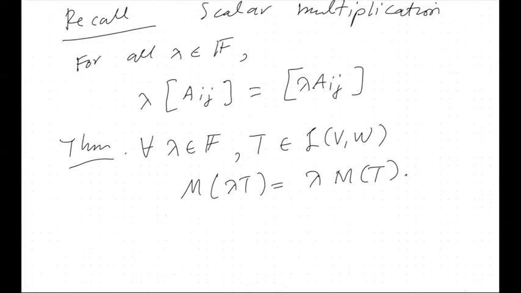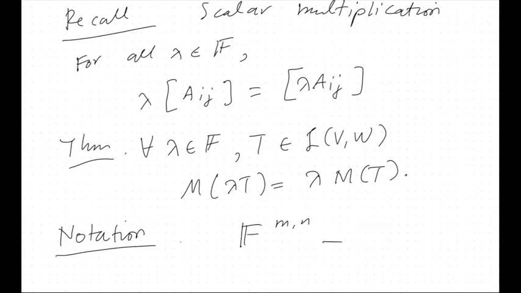All right. Now, this is not really the notation for many courses. In our reference, we have F^(m,n). This is the set of m by n matrices over our field F. But sometimes this is denoted as M(m,n,F). Other notation.